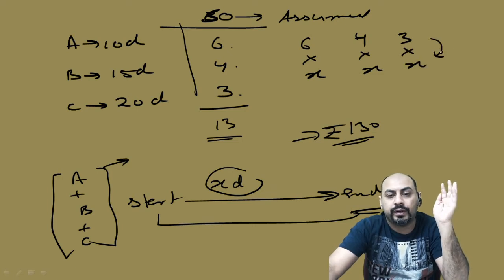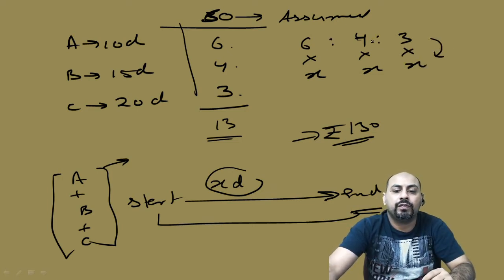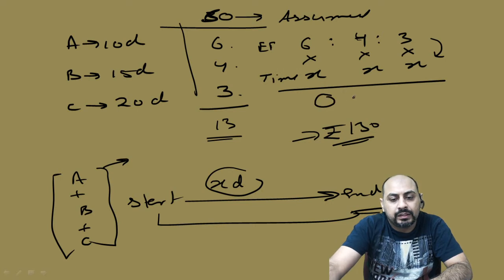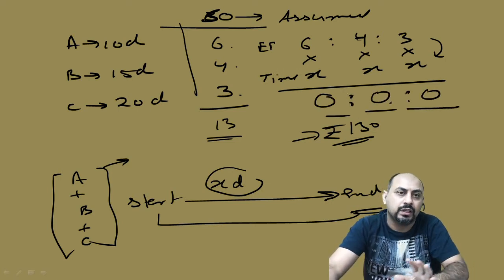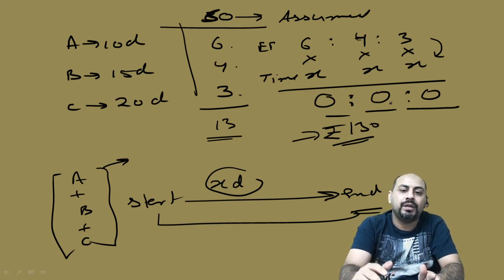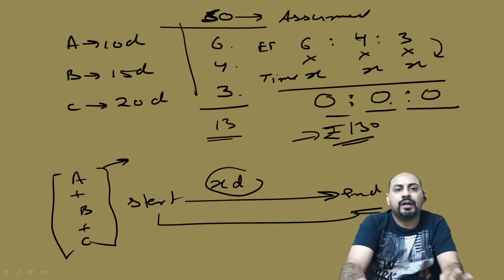So ideally what we are doing is trying to find a compound ratio of their efficiencies and the time that they worked for. And whatever resultant we get in these three circles, this is the ratio in which the money will be distributed amongst A, B, and C. So this is what is going to happen.